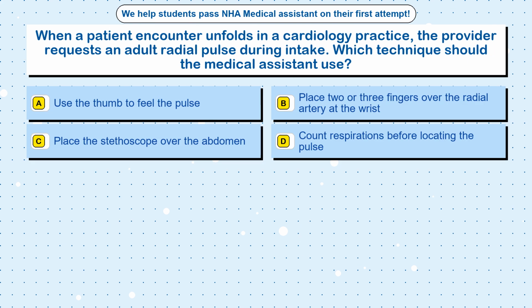Question 100. When a patient encounter unfolds in a cardiology practice, the provider requests an adult radial pulse during intake. Which technique should the medical assistant use? Option A, use the thumb to feel the pulse. Option B, place 2 or 3 fingers over the radial artery at the wrist. Option C, place the stethoscope over the abdomen. Option D, count respirations before locating the pulse.